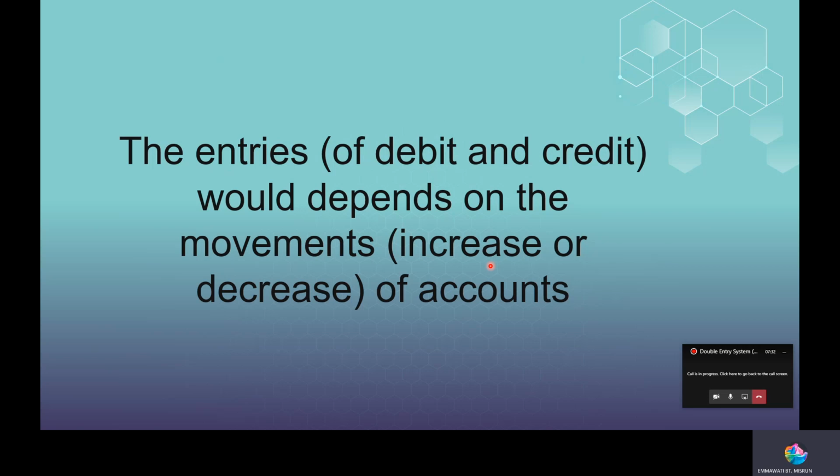Awak membeli tambahan mesin dalam perniagaan, maka berlaku peningkatan dalam account mesin, increase in machine account. And for decrease, if you sell your machine as a second-hand product, it will make your account decrease. Ia menyebabkan account mesin awak berkurangan. Kenapa? Sebab awak telah menjual mesin.